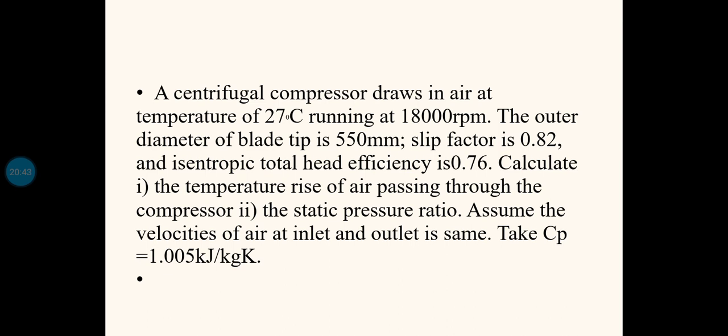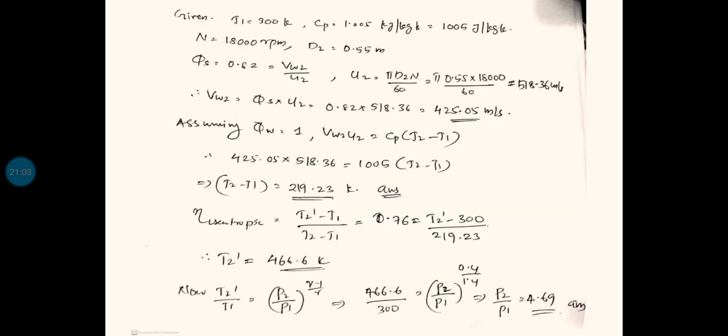Assume the velocities of air at inlet and outlet are the same. So this is an important mention here. So V1 equal to V2. Take Cp is equal to 1.005 kilojoule per kilogram Kelvin. While substituting you have to convert it into joule per kilogram Kelvin by multiplying by 1000. Now given quantities are T1 equal to 300 Kelvin, Cp equal to 1.005 kilojoule per kilogram Kelvin, that is equal to 1005 joule per kilogram Kelvin.